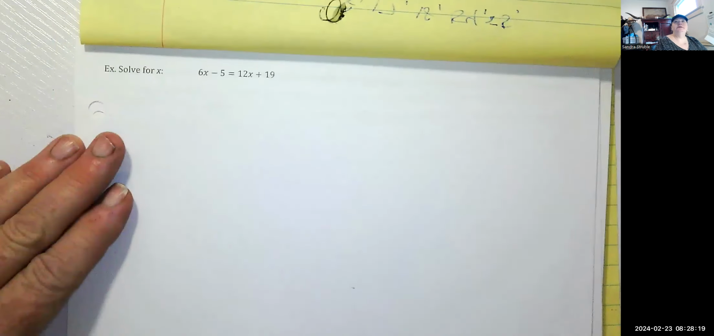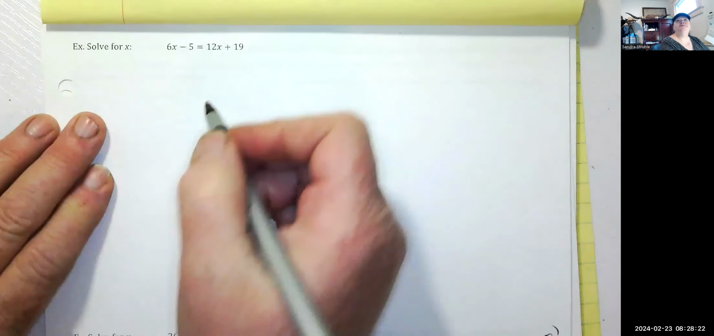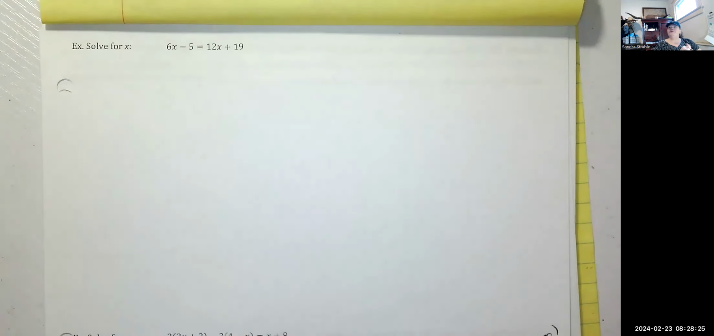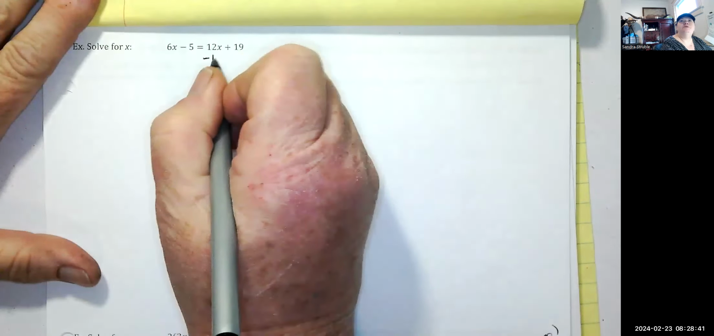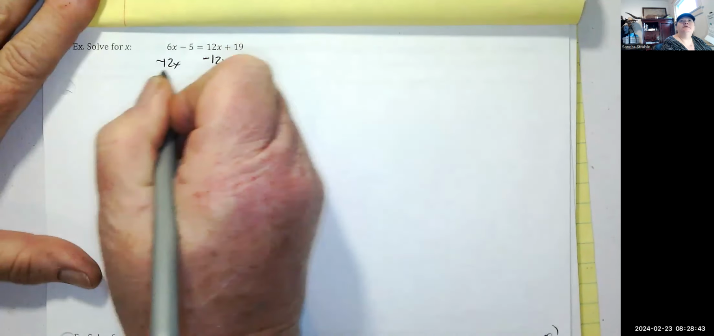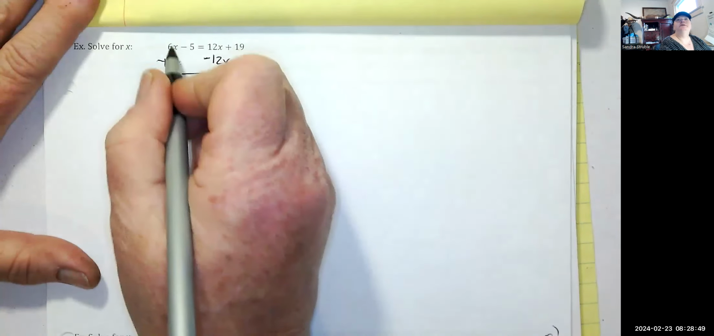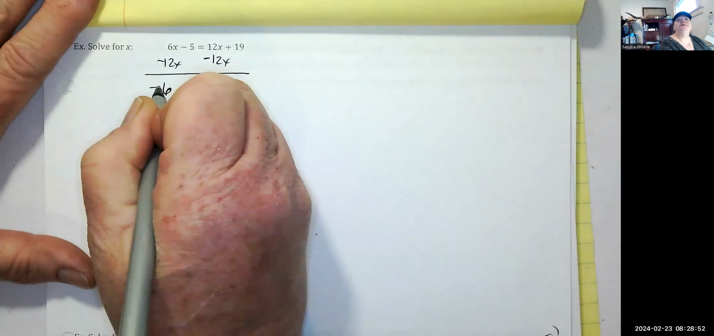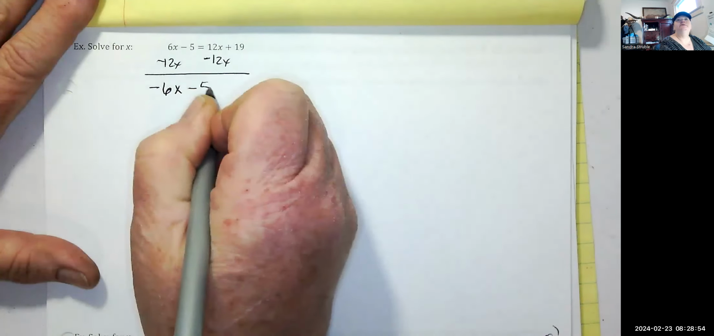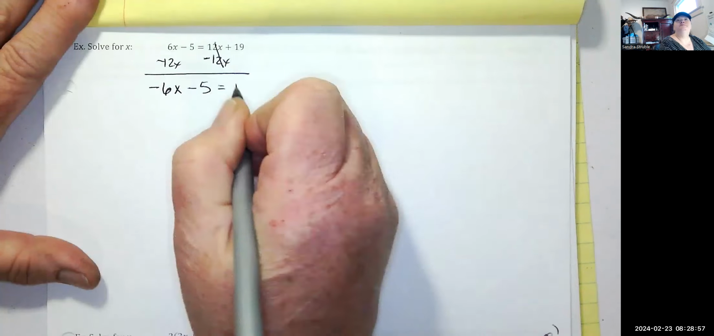Solve for x. 6x minus 5 is equal to 12x plus 19. Well, we're going to have to move the constants, and we're going to have to move the variables. So it really doesn't matter. How about we move our x's to the left and our numbers to the right? So let's move our x's first. Minus 12x, minus 12x. Could I have done it the other way? Of course I could. The signs are different, so we subtract them and take the sign of the larger number. Bring everything else down. This is gone.